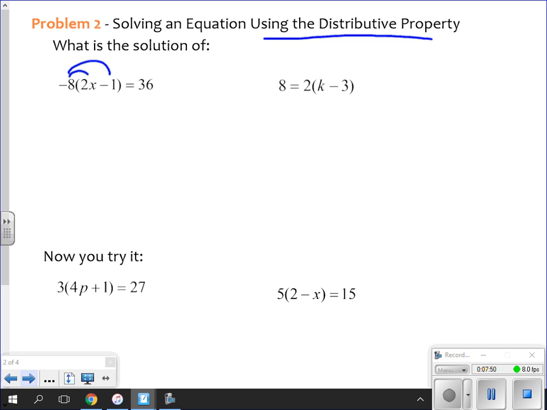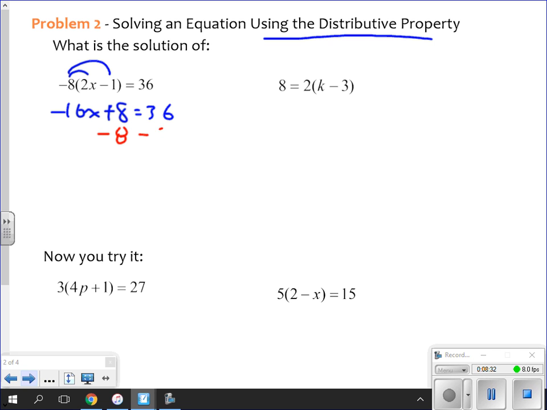So I have -8 times 2x gives me -16x. -8 times -1 gives me +8, because a negative times a negative gives me a positive. And remember, you can use your calculators if you start getting stuck on this stuff. Don't let the arithmetic mess you up. And that equals 36. And now we solve. So this is the only new thing we did. And now we solve the problem.